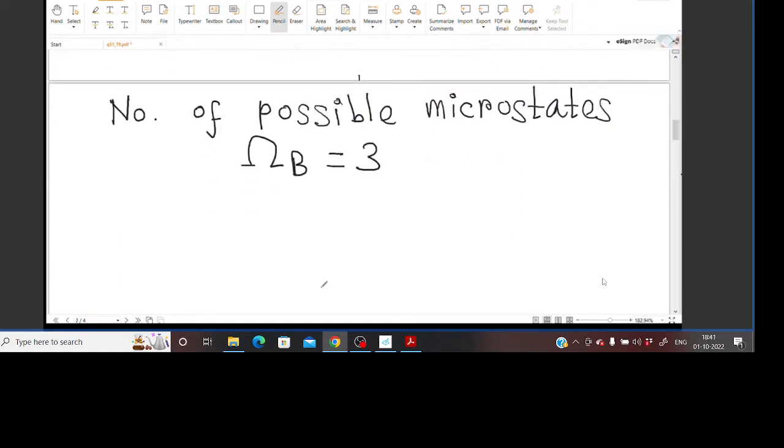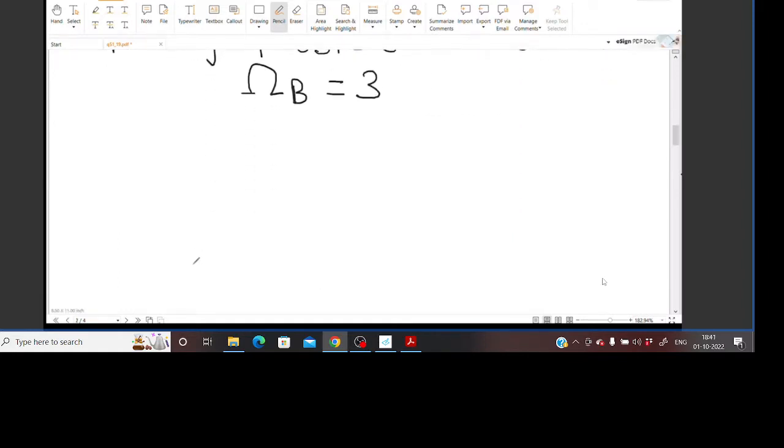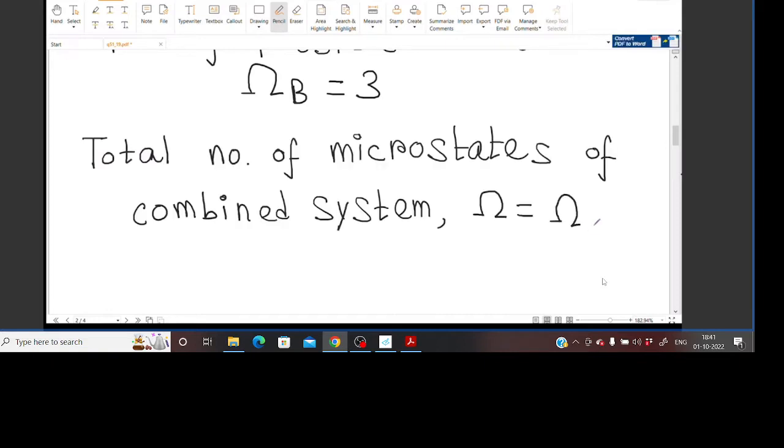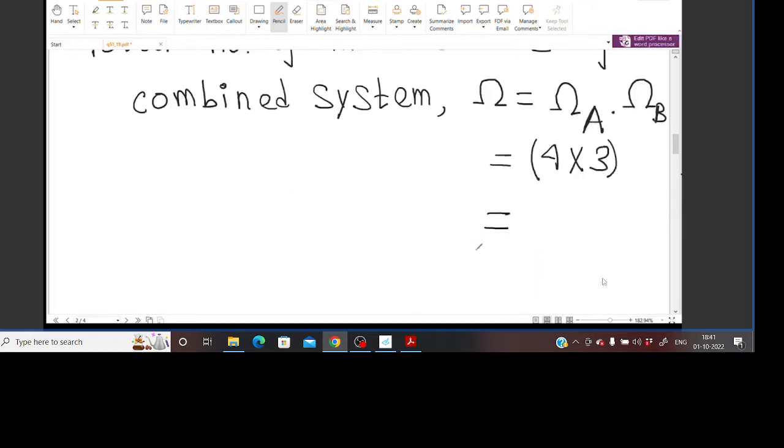So the total number of microstates of the combined system in which the total energy of the combined system is 5 units is equal to omega A into omega B, which is equal to 4 into 3. So the total number of microstates of the combined system is 12.